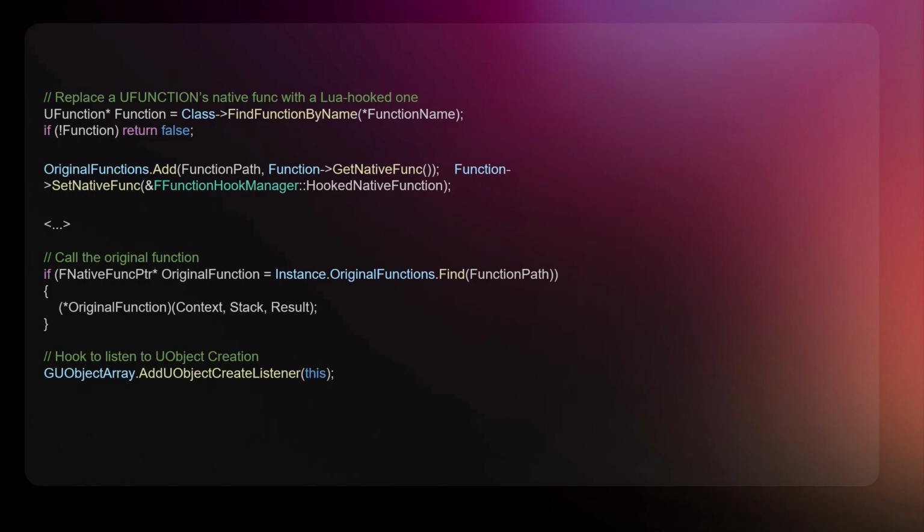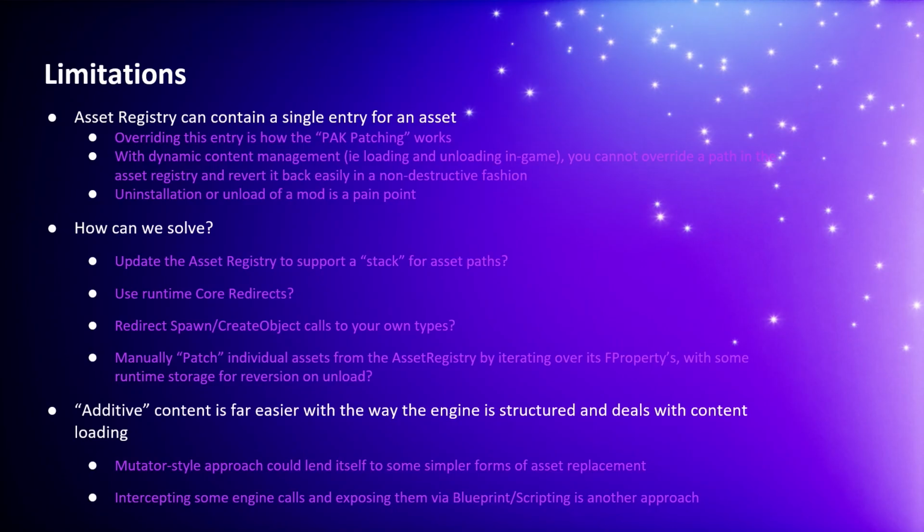Another interesting way that you could listen to all those events is that there is the GU object array, which is a global object that allows you to add listeners for when objects are created or destroyed. Again, you listen to those and call a Lua method in the exact same way, or call an AngelScript method or whatever. So there's plenty of flexibility if you want to go down the scripting route to be able to intercept calls, listen to when things are created or spawned, and get all of that power.